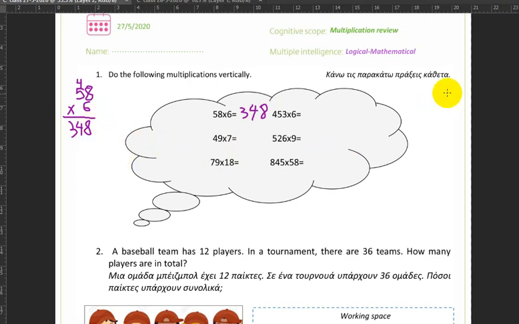Next we have 49 times 7. I start by doing 7 times 9, and this makes 63. I write 3 and carry 6. 7 times 4 makes 28, plus 6 that I carried over makes 34. So 343.